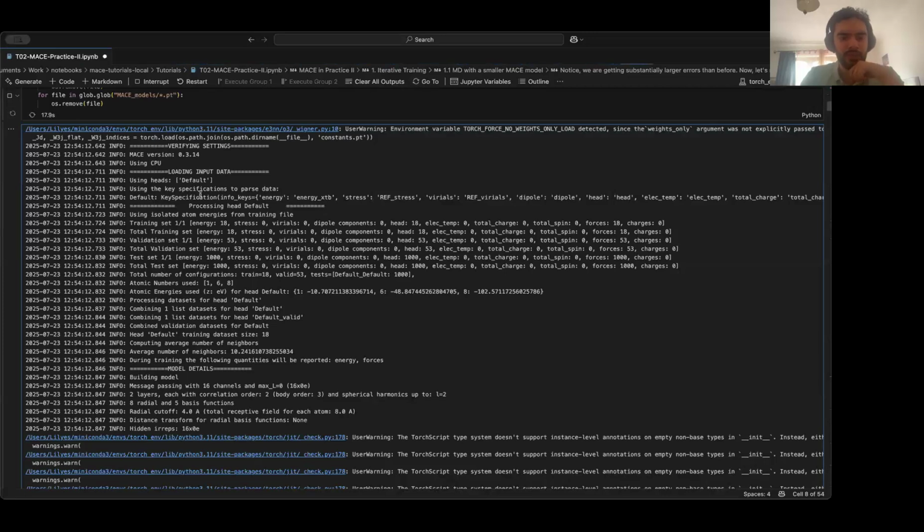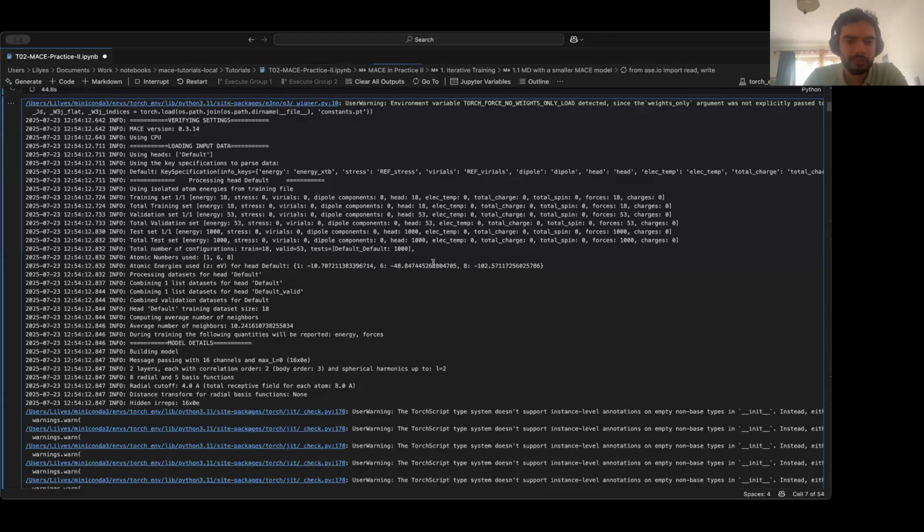So it tells you the keys that you're using. Make sure to check this line to make sure that it's reading the correct keys that are in your data. It's also saying what properties it has found in your dataset. So here it has found 18 energies for the training set, 18 energies for the validation set, and 1,000 energies for the test set. So do make sure, if the energy count is 0 and you have energies there, it's probably a problem with the keys.